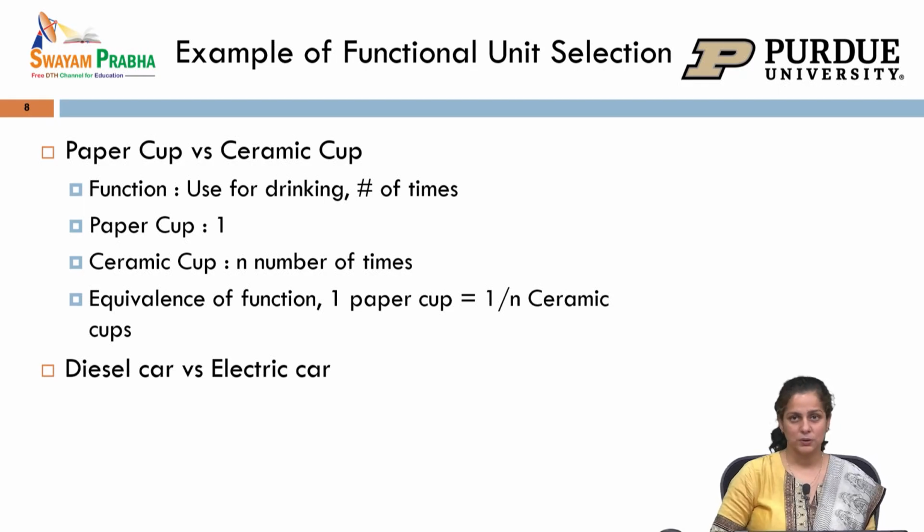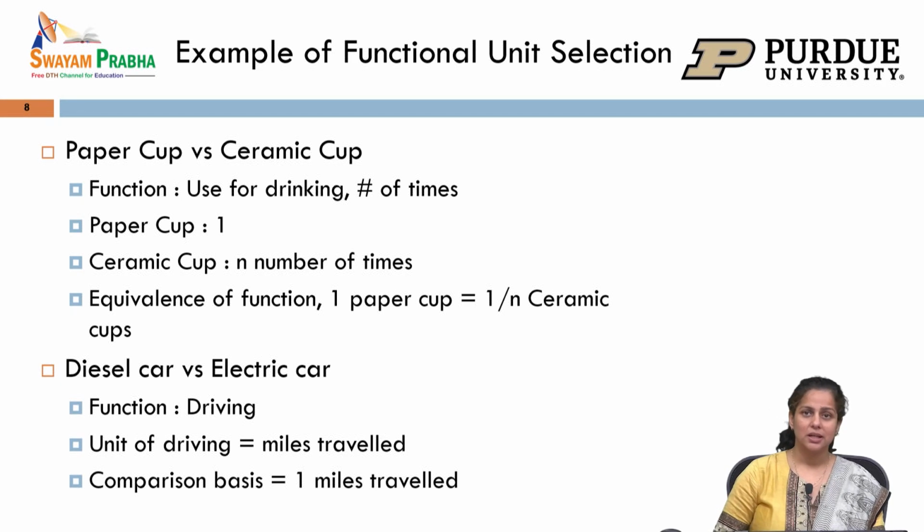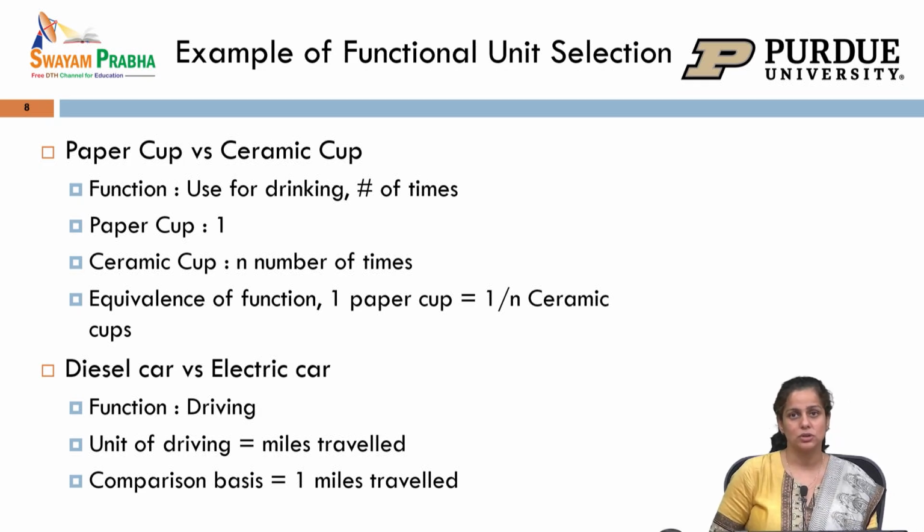Then we have diesel car versus electric car. Of course, in general, consumers may think that we can just replace one diesel car by an electric car, but that is not right in a comparative LCA. What we do instead is, our function of the car is actual driving, it is transportation. So, it is the number of kilometers or miles traveled that is actually the unit of driving. So, if I am using my diesel car for 100 kilometers and I am using my electric car for 100 kilometers, the impact is then compared to actually show which one is better in terms of environmental impact.